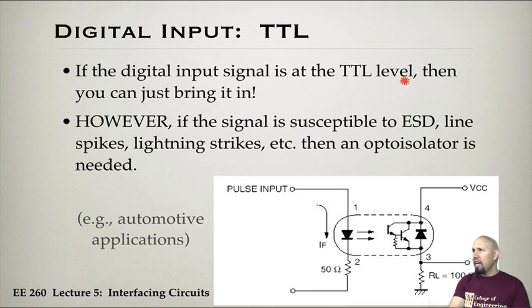So in other words, if you know it's never going to exceed that, then you're good. However, in other cases, like line spikes, lightning strikes, and so forth, you may need something called an opto-isolator. Here you apply a pulse, or your digital input is here. And basically, when it's high, it turns on an LED, okay? And so this is all inside the package.